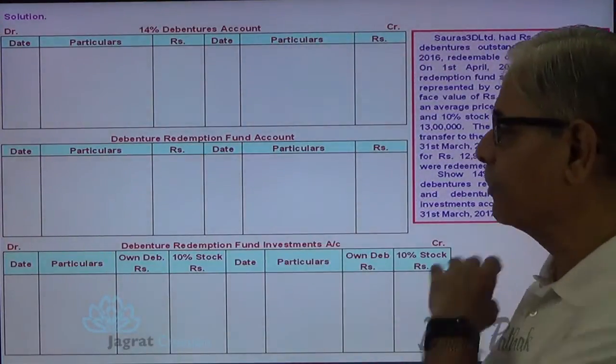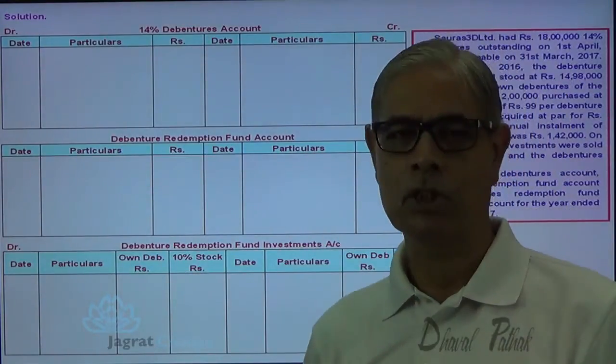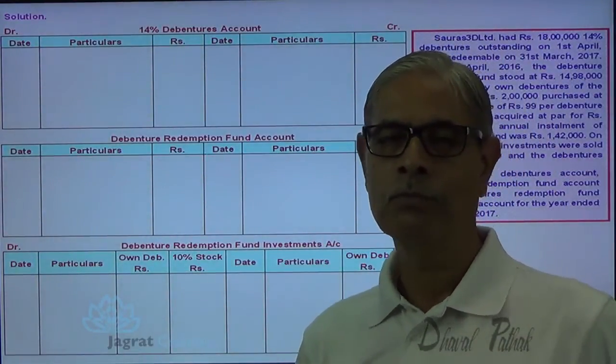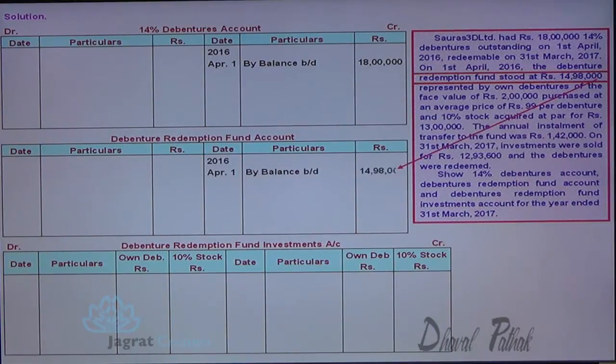See, the debenture redemption fund investments are in 2 types of securities. One is own debenture and second 10% stock. Now, first of all, let me write down the opening balances. So, debenture liability at the beginning of the year was 18 lakhs. Then I write opening balance brought down. Now, debenture redemption fund accumulated over years, balance brought down 14 lakh 98,000.